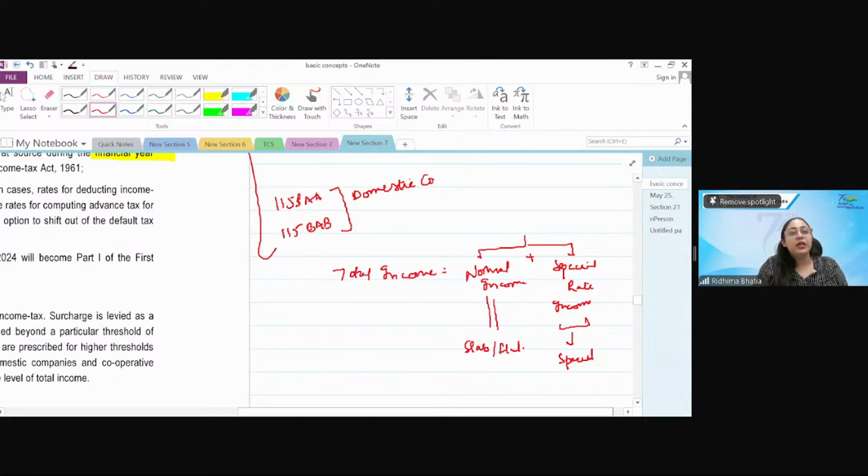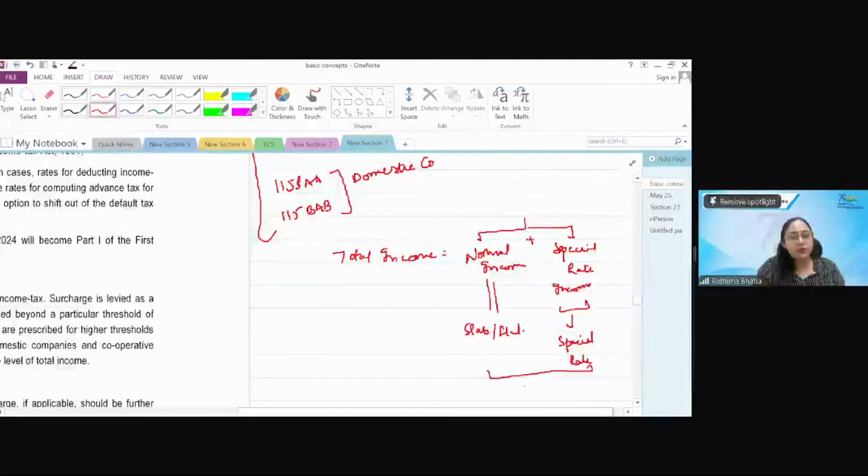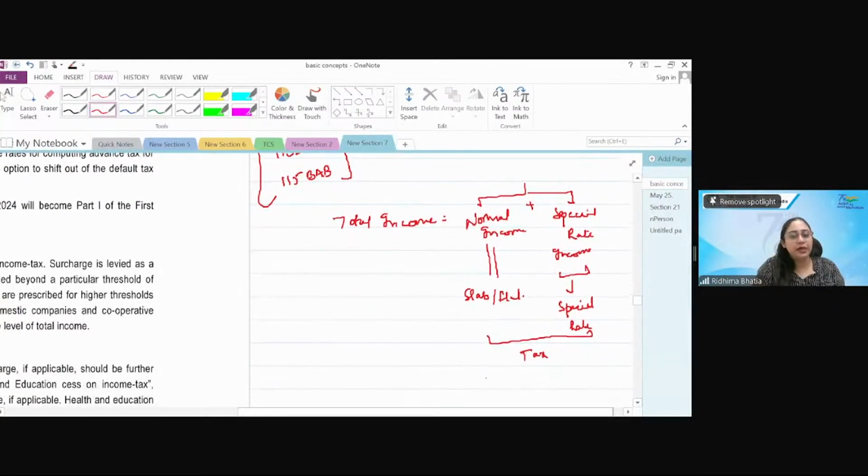So the tax you have to calculate is normal income pe normal tax, special income pe special tax, which is there in the respective section. This total combined would be your final tax liability. No, this would be your tax liability. This can be either increased by surcharge if you are into a high income group, or can be reduced by a rebate if you are into a lower income group. दोनों नहीं हो सकते, ठीक है?